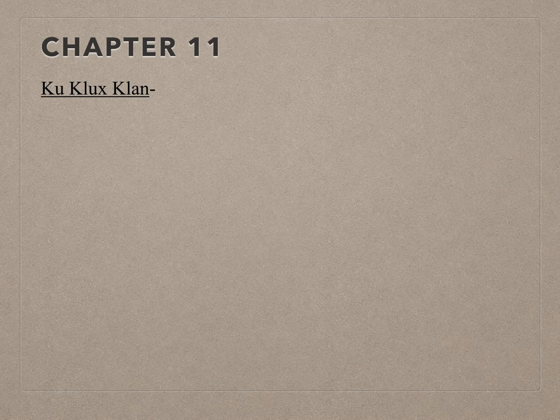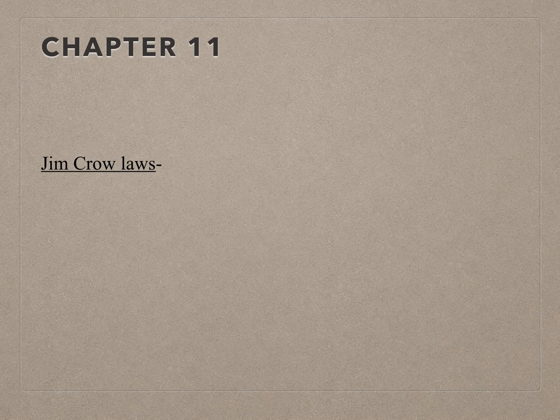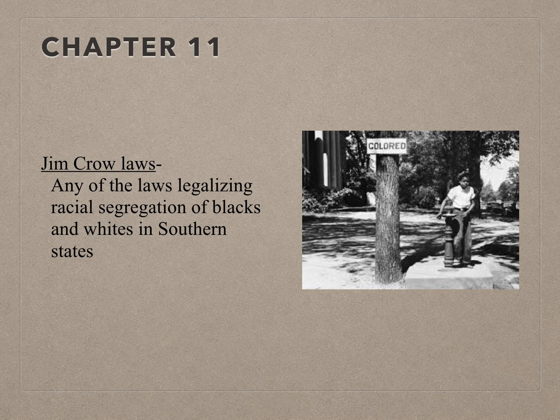A term you've probably heard of, the Ku Klux Klan or the KKK, a secret white supremacist terrorist group that resisted Reconstruction by tormenting African Americans. Jim Crow laws. These were any of the laws that legalized racial segregation of blacks and whites in southern states. So, for example, see in the picture, drinking fountains that were only for African Americans, right? African Americans were not allowed to use the drinking fountains that white people used.